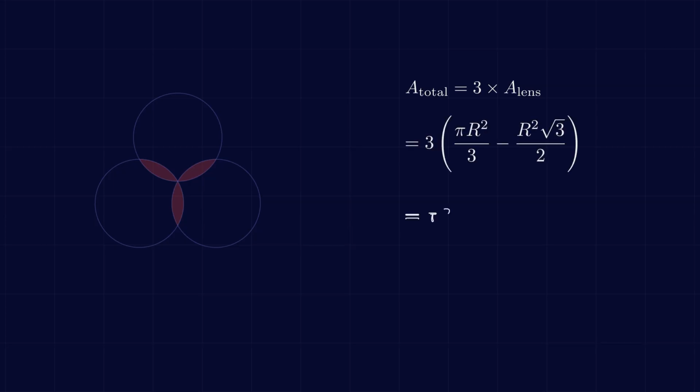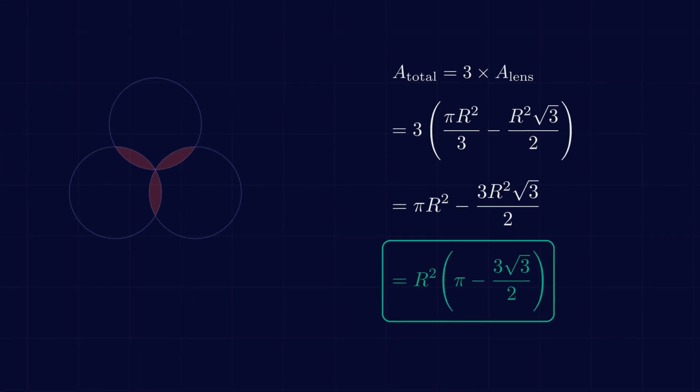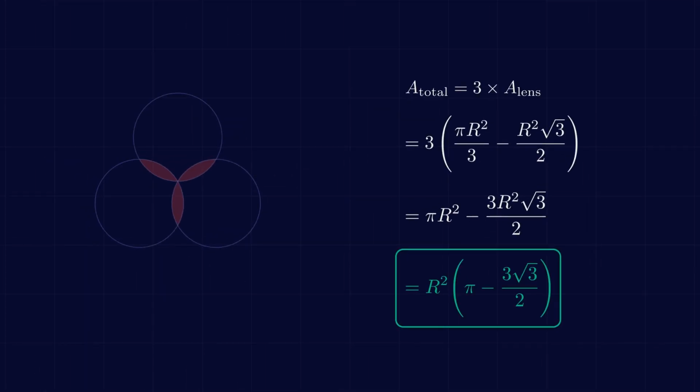And now the grand finale. The total petal area is simply 3 times the area of one lens. 3 times pi r squared over 3 minus r squared root 3 over 2. The 3 distributes beautifully. We get pi r squared minus 3r squared root 3 over 2. Or, factoring out r squared, the total area is r squared times the quantity pi minus 3 root 3 over 2. Clean, elegant, and entirely in terms of r.